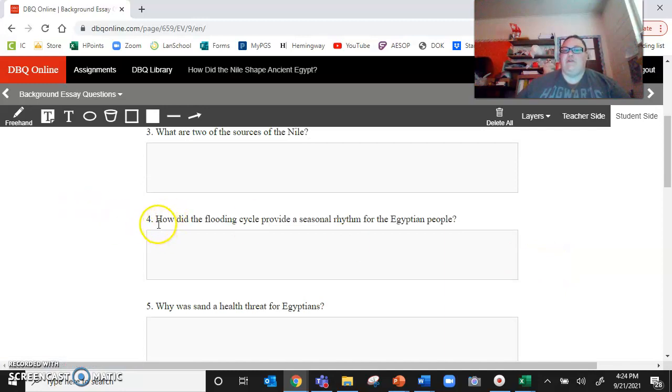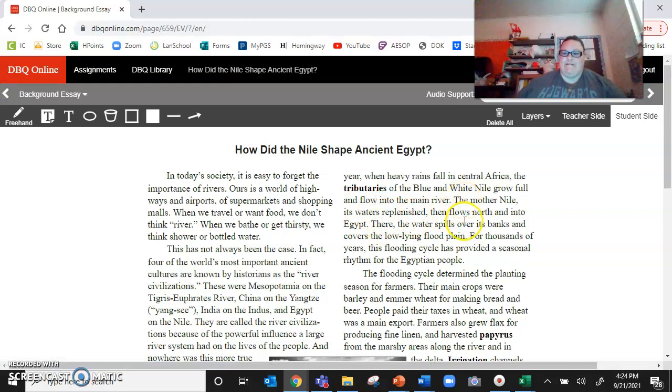Which brings us to number 4. How did the flooding cycle provide a seasonal rhythm for the Egyptian people? Remember, we are looking for flooding cycle and we are looking for seasonal rhythm. Okay, back to the text. For thousands of years, this flooding cycle, good. This flooding cycle has provided a seasonal rhythm for the Egyptian people.